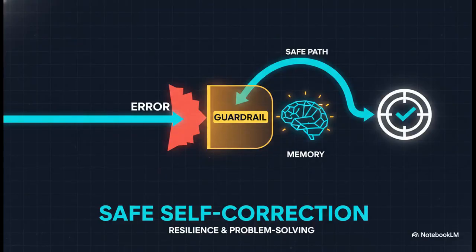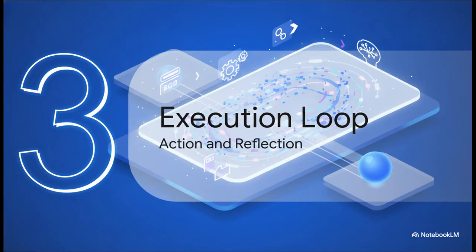But let's be real, the real world is messy. APIs go down, websites change their formatting, code throws syntax errors. So a critical piece of this is how an agent handles failure. If a standard script hits an error, it just crashes, game over. But a well-built autonomous agent uses its guardrails and memory to self-correct. It actually reads the error message, realizes, oh, my previous plan didn't work, and it tries a completely new path to reach your objective. That brings us perfectly to part three, the execution loop, focusing on action and reflection.